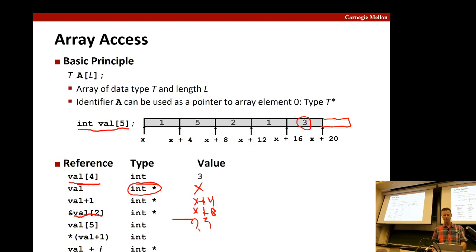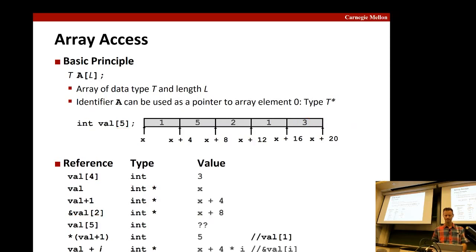What about this one? So val plus 1, and then we want to dereference through it. 5. And what about just val plus I? Okay. So in general, val plus I, so that was val plus 1, we saw the example earlier. In general, since each of these things are ints, then for every I, we're going to add 4 more. So it's equivalent to X plus 4 times I. So any questions on those?